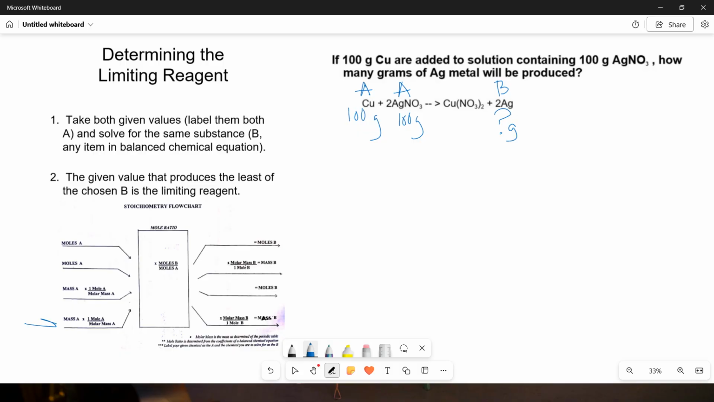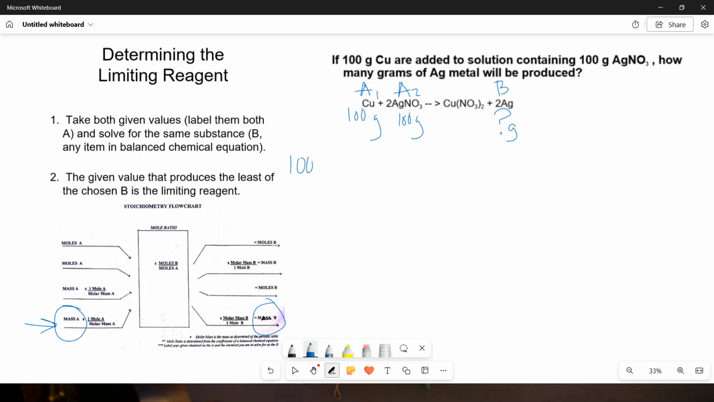We're going to be using line 4 on our stoichiometry problems flowchart, because we're starting with mass and going to mass. And I'm going to have to do two line problems. I'm going to have to do one for A1, which is the copper, and A2, which is the silver nitrate.